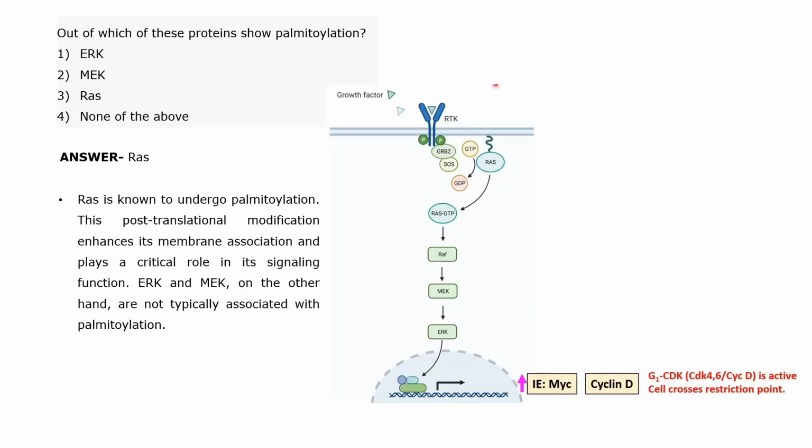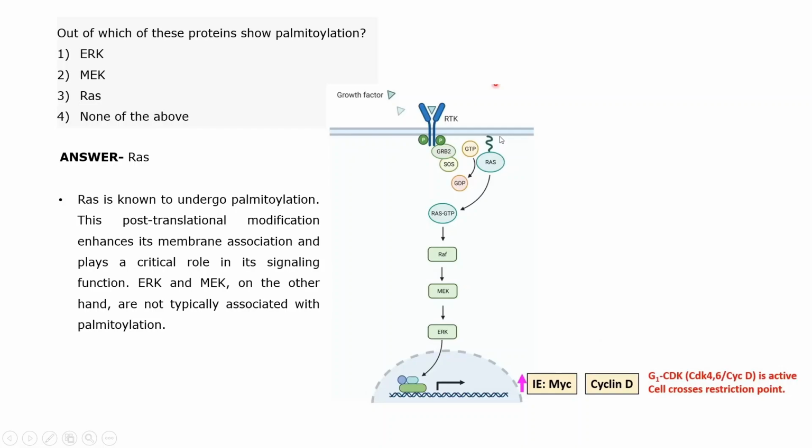Okay, so the answer to this question is RAS. So basically you have seen this pathway, right, the receptor tyrosine kinase, which helps in the synthesis of the cyclin D gene, which is essential for G1 phase maintenance. RAS is a protein that can exist in two different forms. It can be palmitoylated or unpalmitoylated.